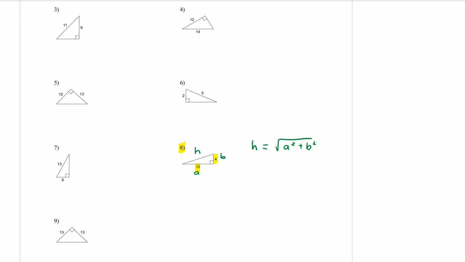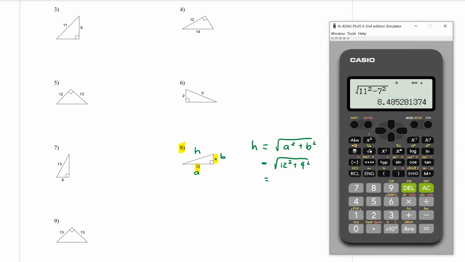So subbing in for the second line. A I've labelled 12, so that's 12 squared. Plus the b is the 4 squared. Third line, we put that into our calculator. 12, big square root sign, and underneath 12 squared plus 4 squared. Equals, now 2 decimal places again, will be the 6 and the 4. But again, because there's a 9 after that, I'm going to have to round up to be 12.65.